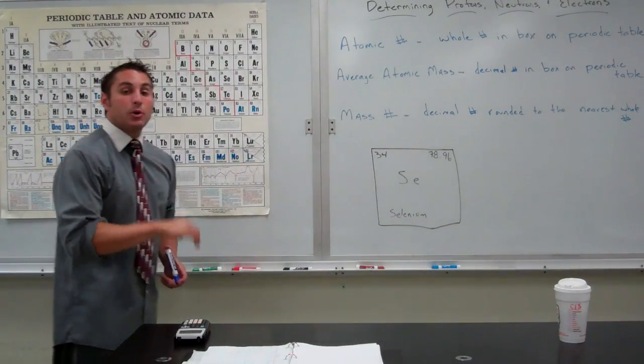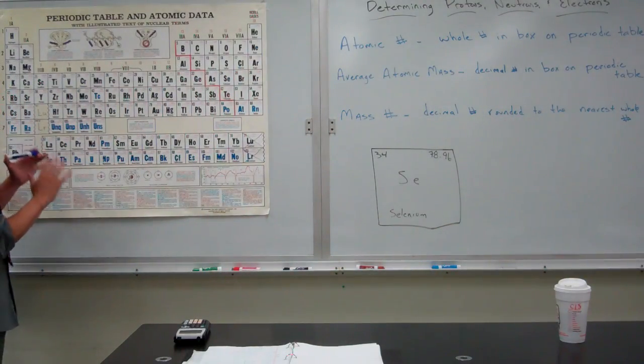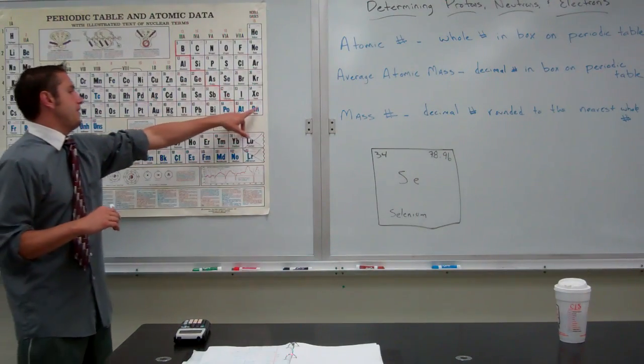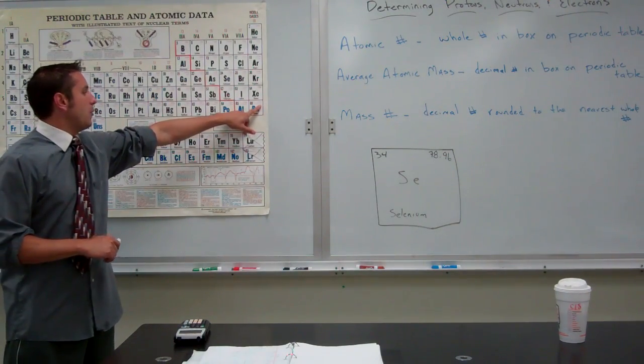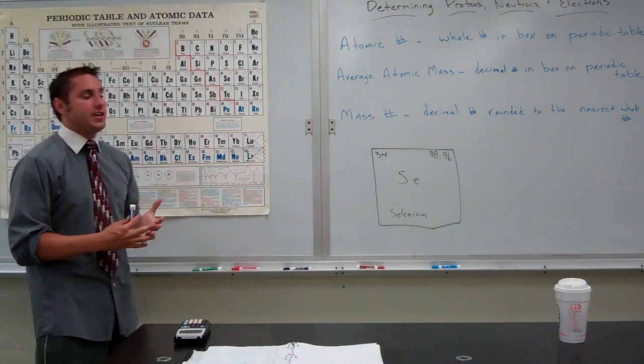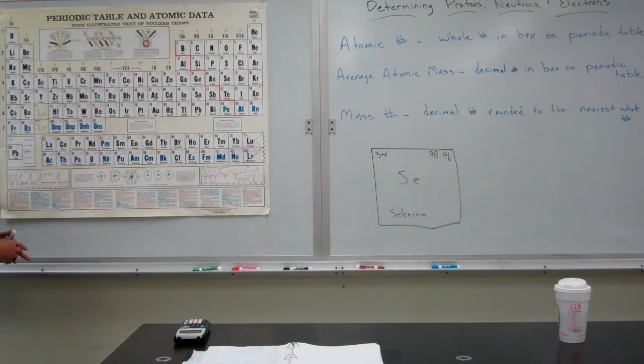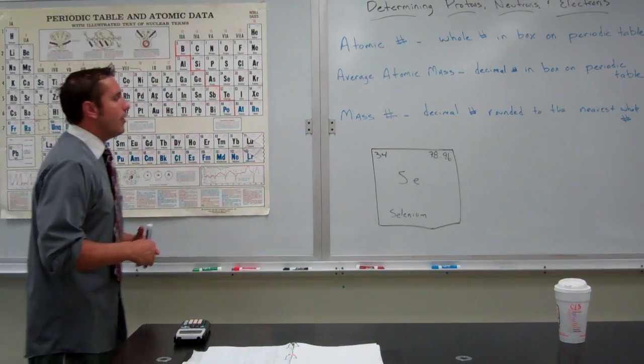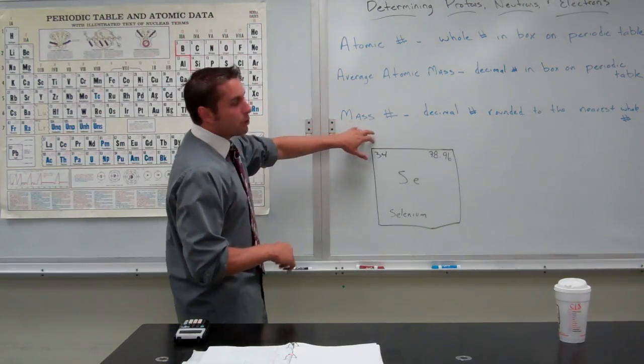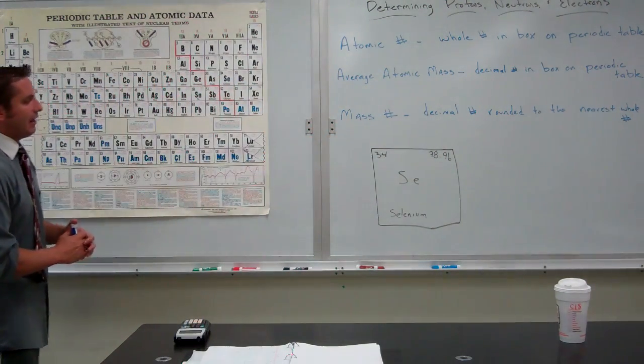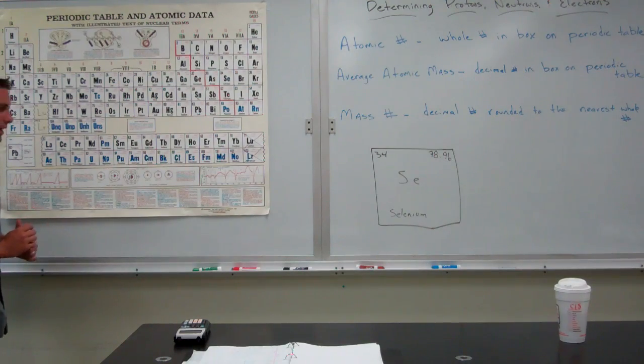The mass number does not appear in the box unless it's one of these very, very heavy ones, like the 222, which is a rounded number for what radon's average atomic mass is. We will use the mass number to get protons, neutrons, and electrons. That is why we have to know what it is.